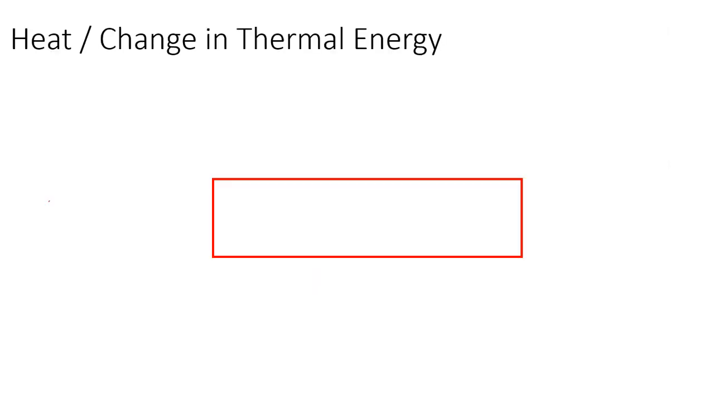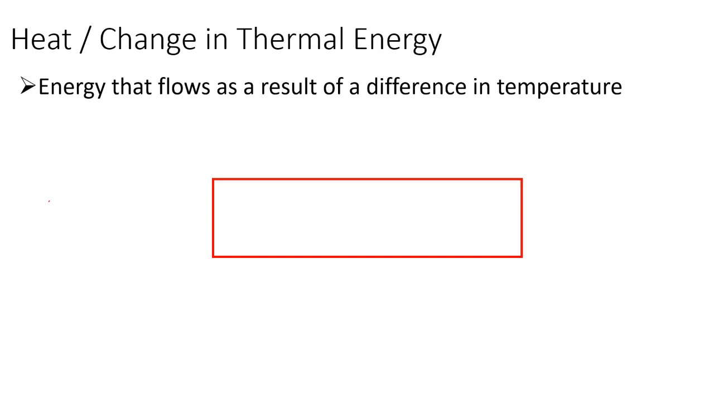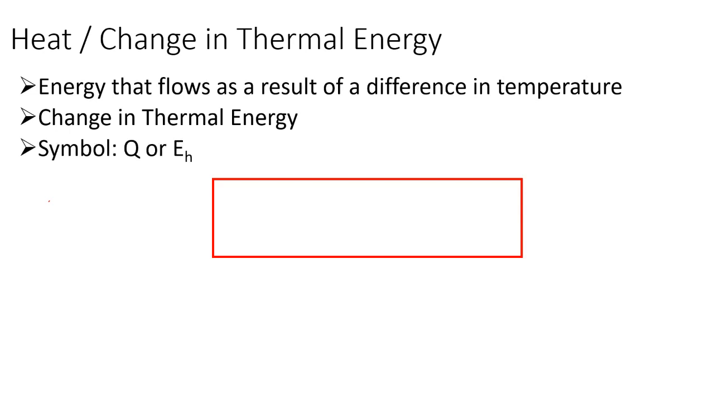Okay, heat or change in thermal energy. Heat is energy that flows as a result of a difference in temperature. Okay, heat is also known as a change in thermal energy, and I put that in the title because that's what heat is. Okay, our symbol for heat is either Q or heat energy, or E with the subscript H. The formula is on the screen: mcΔT.